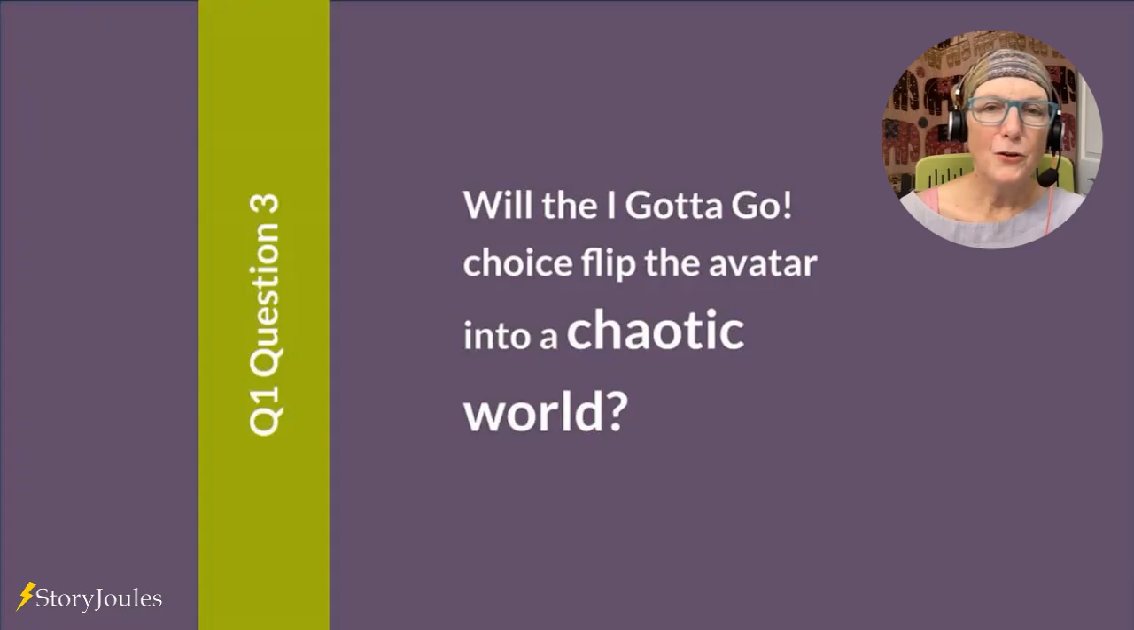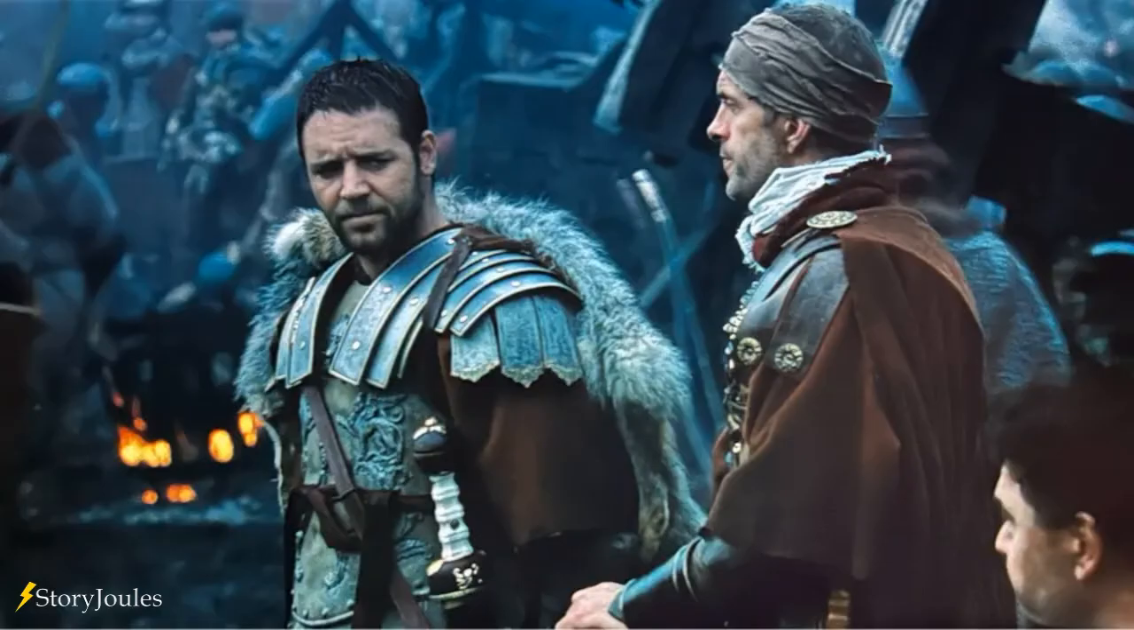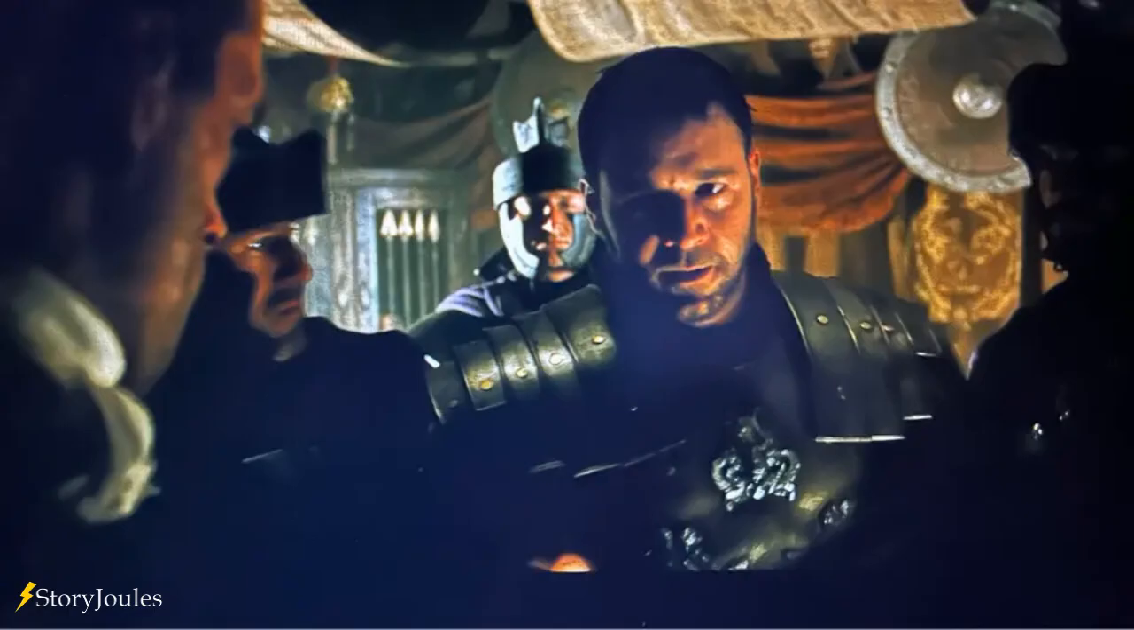Will the I gotta go choice flip the avatar into a chaotic world? It doesn't have to be a chaotic world of a war or a police chase or something like that. It just has to be the opposite of the status quo that they were used to. And when you've been a general leading people into battle and suddenly you're arrested, that is opposite. Think about Gladiator. In the beginning, he's leading an army. He's got Quintus at his side. And by the end of Quadrant One, not only is he arrested, he's arrested by Quintus. It's just a complete reversal.